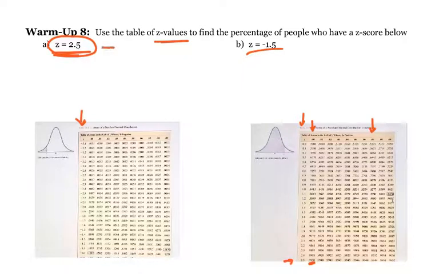So the z-score value at that point is 0.9938. We can change that decimal to a percentage by multiplying by 100, which gives us 99.38%. So that means 99.38% of the data is to the right of that 2.5 z-score.